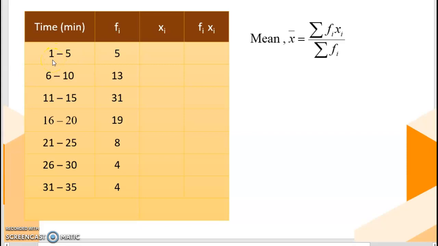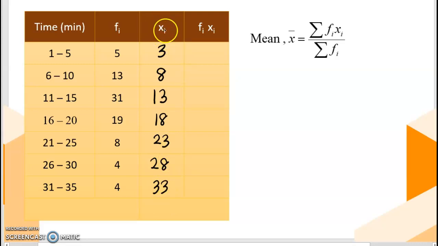So how to find class mark? 1 plus 5 is 6, divided by 2 we get 3. So our class mark will be 3. 6 plus 10 divided by 2, we get 8. We get 13. We get 18, 23, 28, and 33. So now we've settled with the value for X.